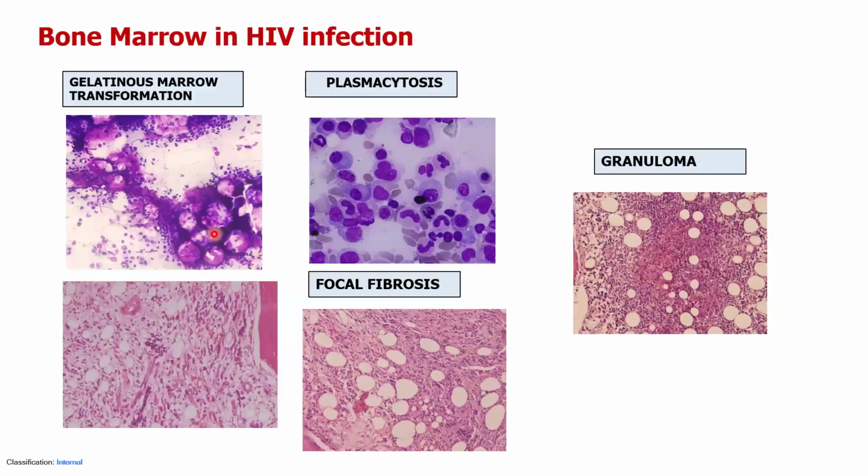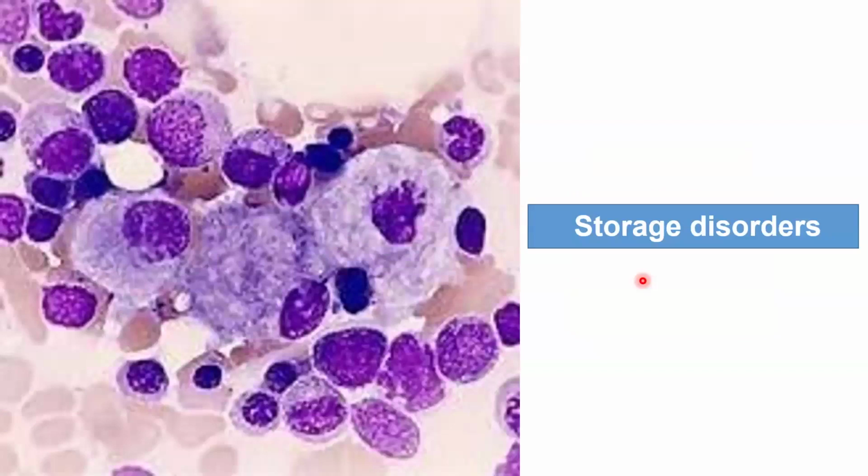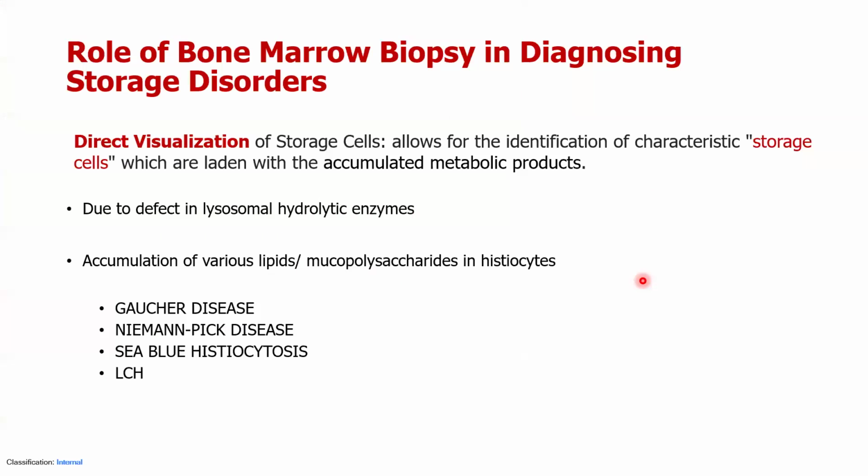So the other findings in HIV positive patients would be gelatinous marrow, plasmacytosis, focal fibrosis, and granulomatous lesions. These are all the findings we come across in the bone marrow of HIV infected individuals. Going on to the next section, which is the storage disorders. Bone marrow biopsy is very useful in diagnosing storage disorders.